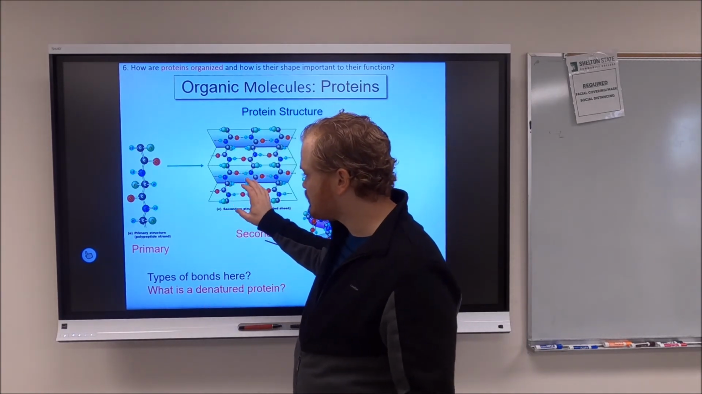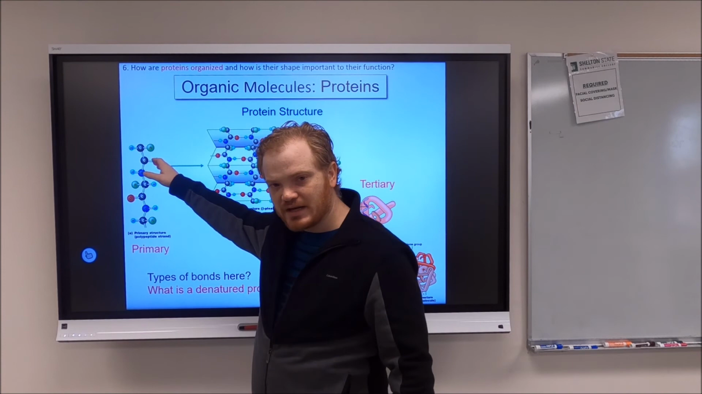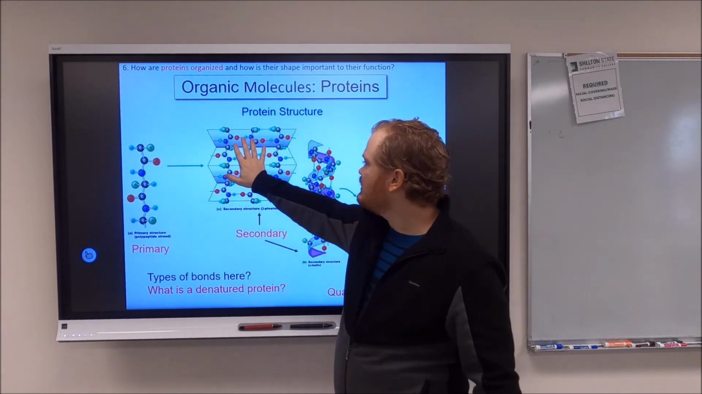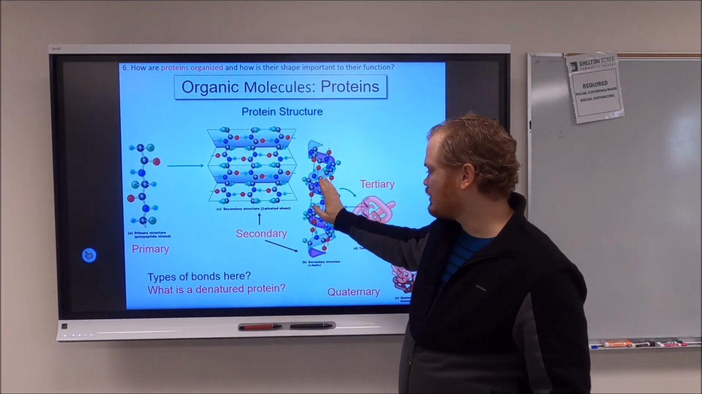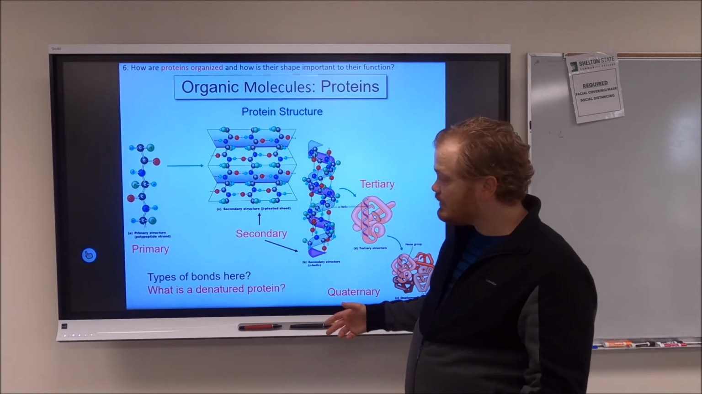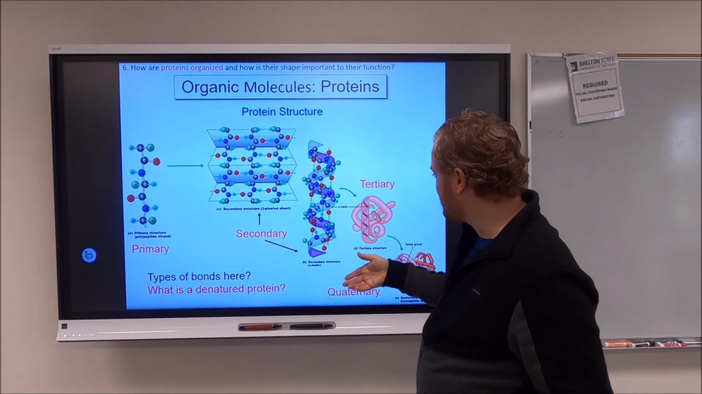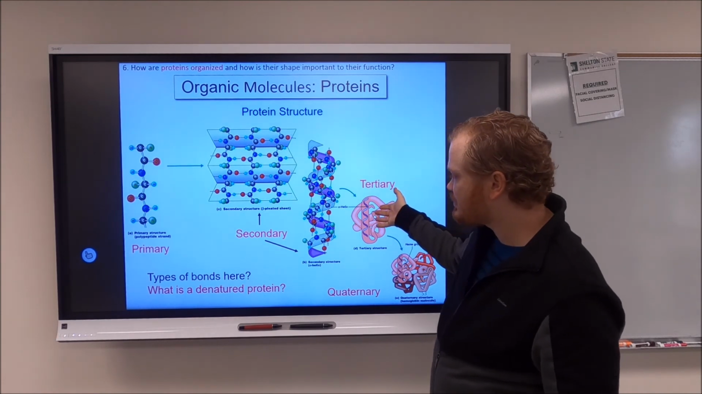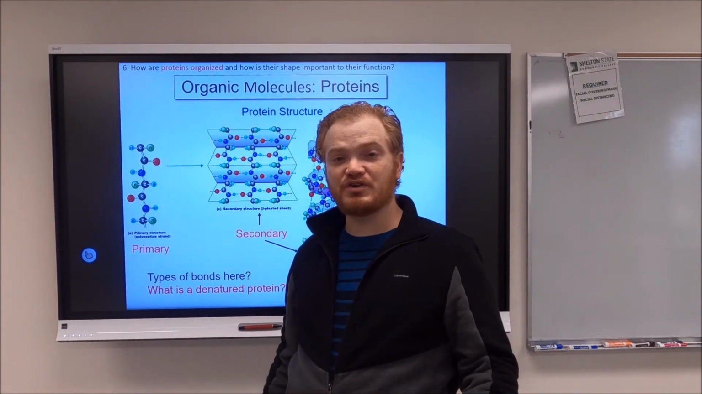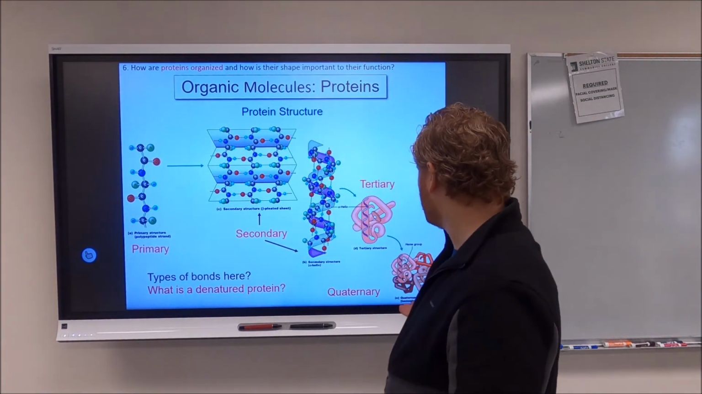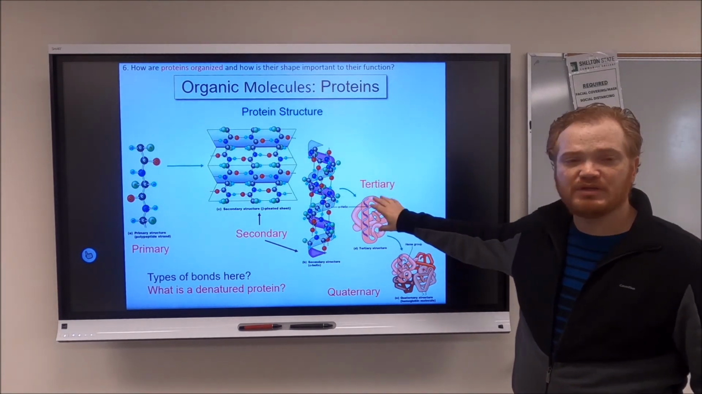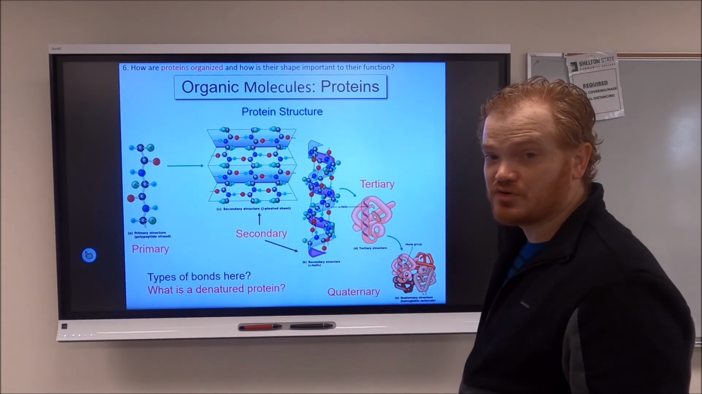So proteins, the individual amino acids are held together via covalent bonds, but their unique shapes, like a beta-pleated sheet or an alpha helix, those are held together via hydrogen bonds. And then you can take this and further wrap it up and form what's referred to as a tertiary structure. These are secondary structures. You can form a tertiary structure. You can take several tertiary structures and bring all those together to form a quaternary structure. These would typically be functional proteins at that stage.